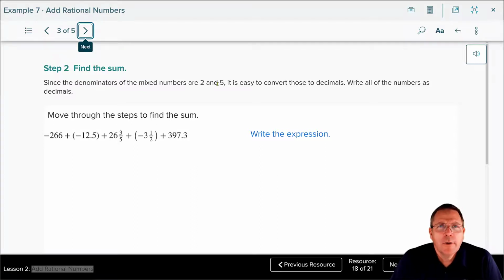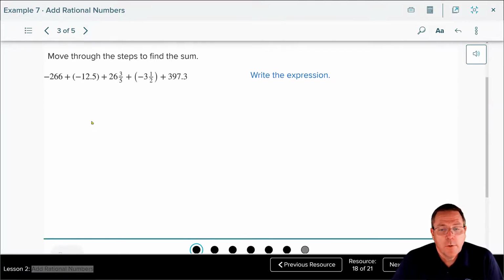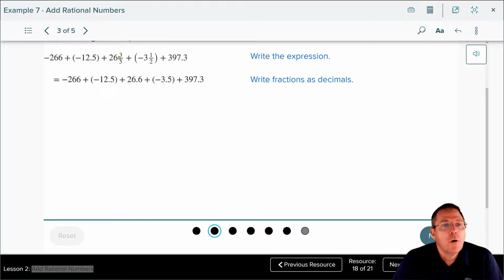Look at the denominators of your fractions. The denominator is a 5, and your denominator is a 2. What do we know if our denominators are divisible only by 2 and 5? We know that those numbers can be changed into decimals. And this will be a good time to use a decimal and say, you know what, maybe just maybe fractions are not my friends.